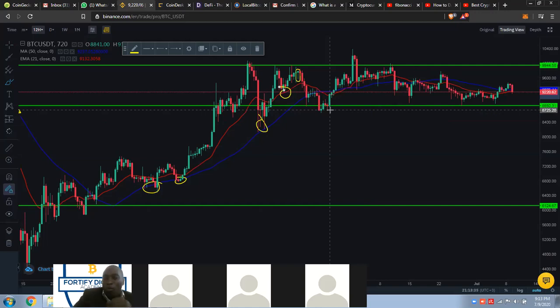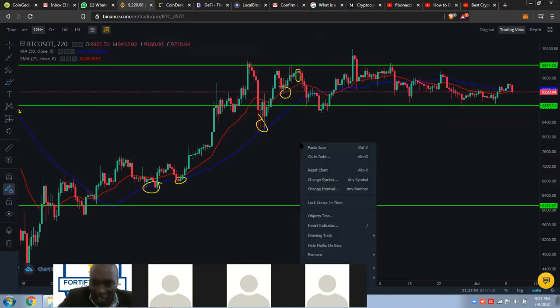Iko peke yake huko kwa mwezi. So you can't buy because the price will not obey it. Sijui kama nimeeleweka. Okay. So you're saying if it was seated on the support, you would buy, yeah?